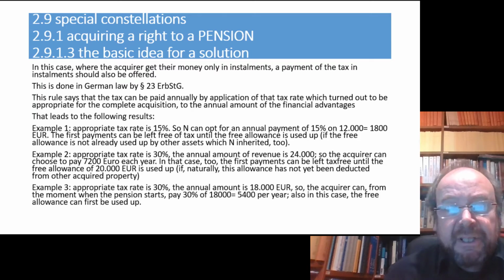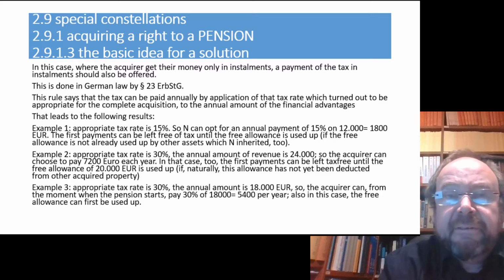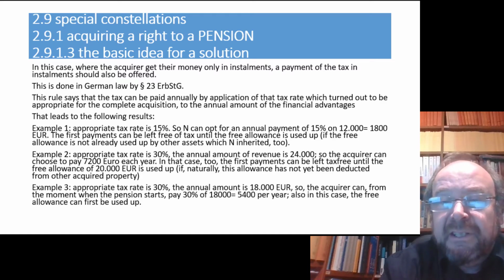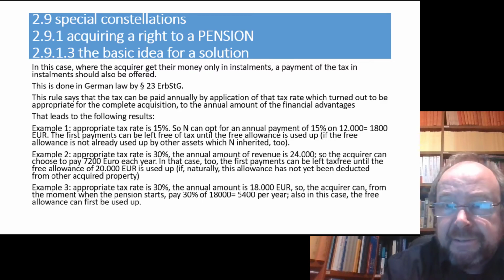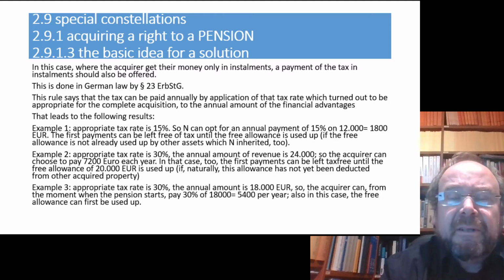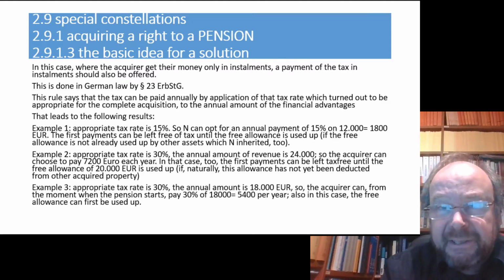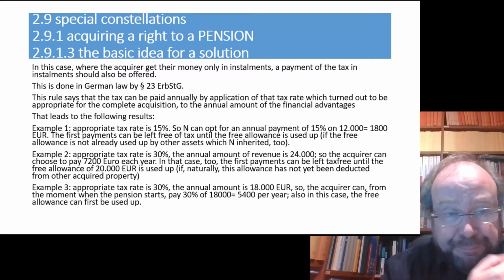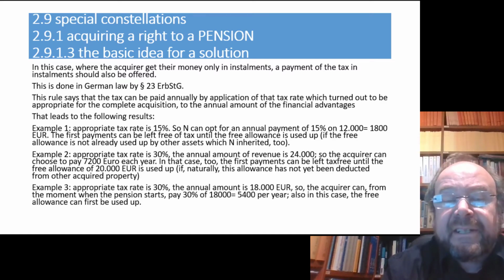Well, the German legislator saw the problem and said, okay, if the enriched person only gets money in different installments year by year, then the most adequate solution would be to allow a payment year by year. So a payment of the tax in installments. You can find that described in paragraph 23 of the German Erbschaftssteuergesetz, the Inheritance Tax Act. And this rule says that the tax can be paid annually if you apply so. And then your personal tax rate, in that case 15% or 30%, will be applied to the annual amount.